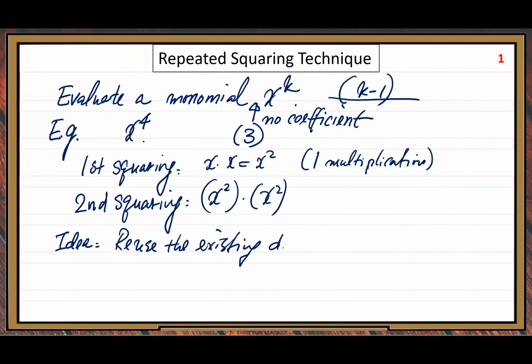Do not reproduce it, right? You already have the data. Why do you need to reproduce it, or use redundant calculation to recalculate it? Save that redundant calculation. So here you only do one more multiplication, and you get x to the 4th.